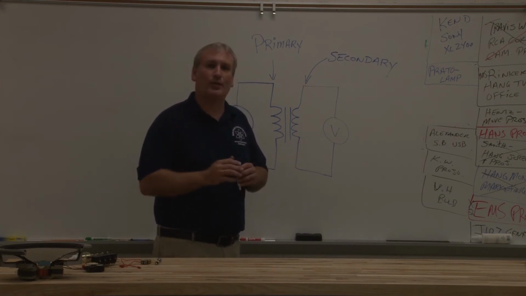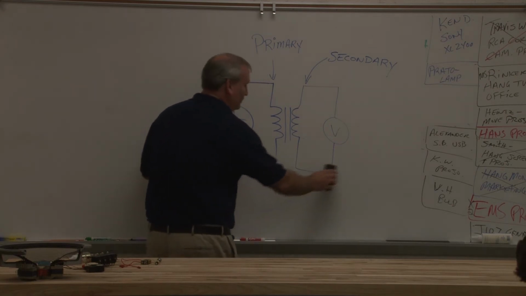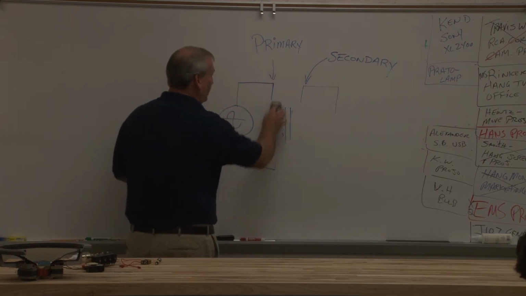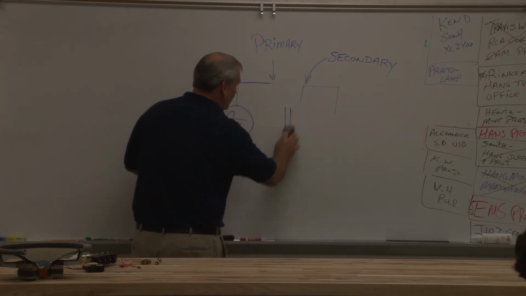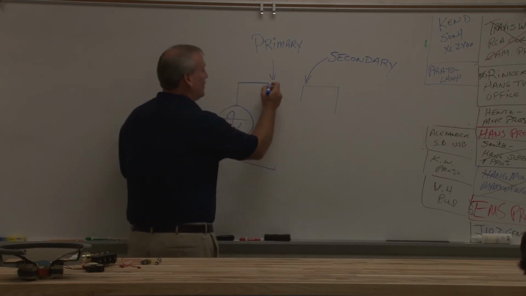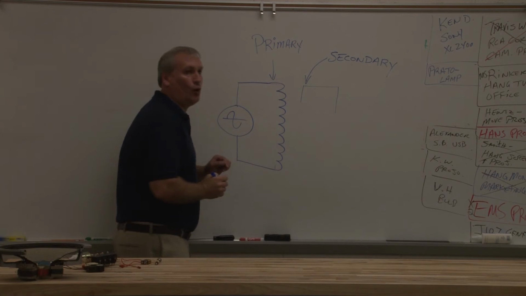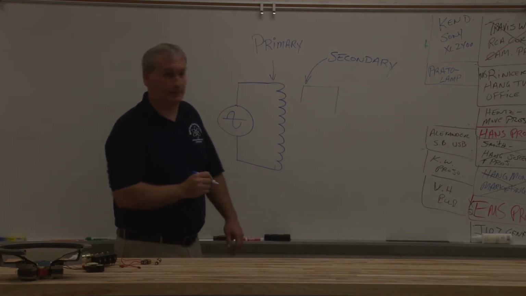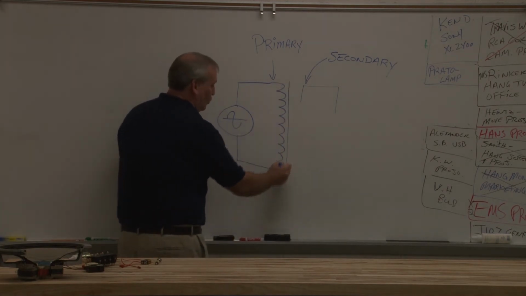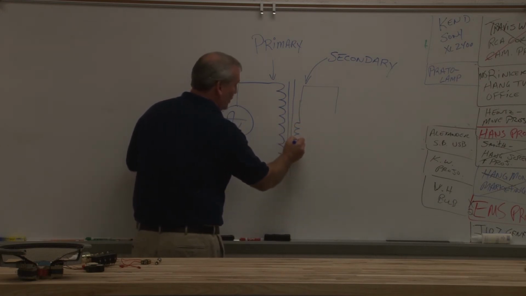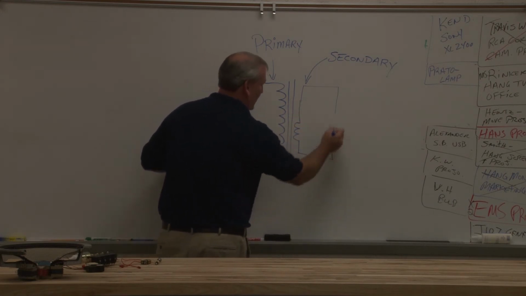I can step up voltage or I can step down voltage. How do we do that? Well, I'm going to redraw my transformer a little bit. And what I'm going to do is I'm going to draw a whole bunch of turns on my primary. Here's my metal core, my ferrous core, and I'm just going to draw a couple of turns on my secondary.